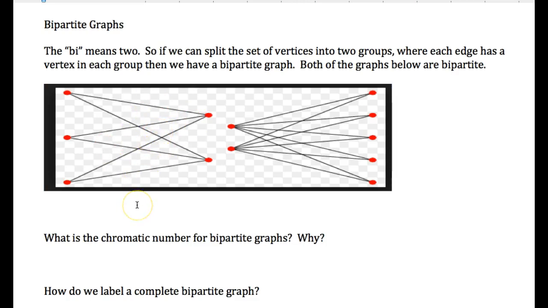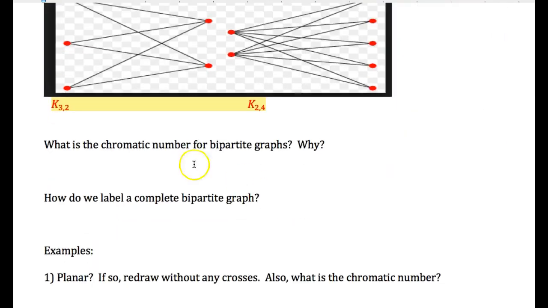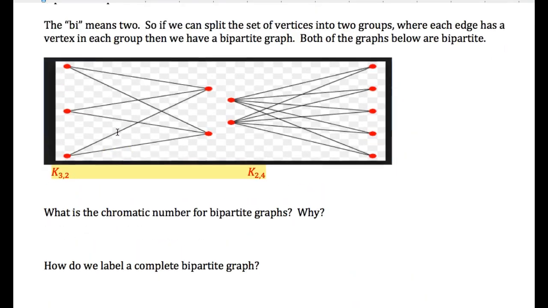And so what we call that is a K3,2 and a K2,4 for each one of these respectively. So this one is connected to all 1, 2, 3, 4, 5 over here. This one's connected to all 5 and vice versa. It would not be complete, for instance, if this edge right here is not there, it is not complete anymore.